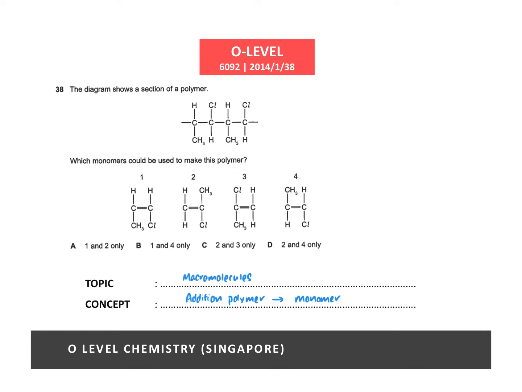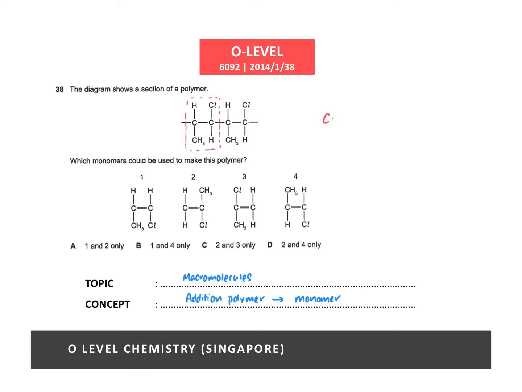Next thing that we need to recall is, given the structure of an addition polymer, how do we get the structure of the monomer? We can do it in two steps. Step number one, we need to find the repeating unit in the polymer. So given the structure of the polymer, we must find the part that repeats itself in the formation of the polymer. From this structure, I think it's quite simple to recognize that this is the repeating unit. So step number one is to locate the repeating unit.